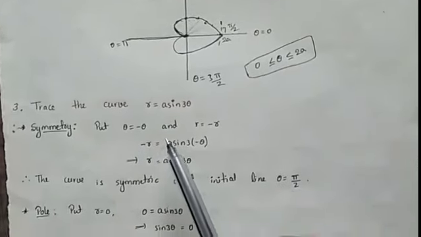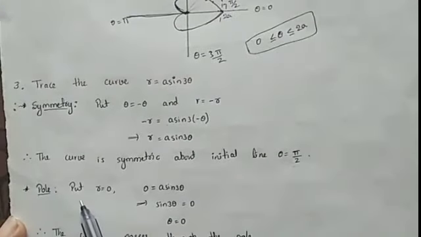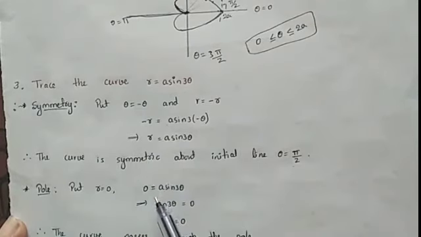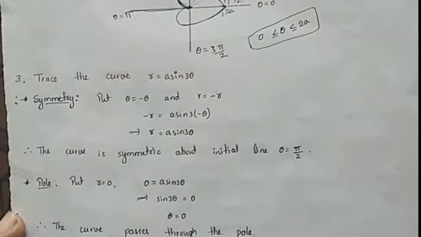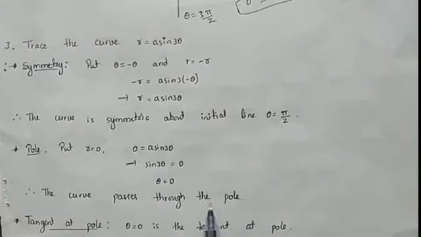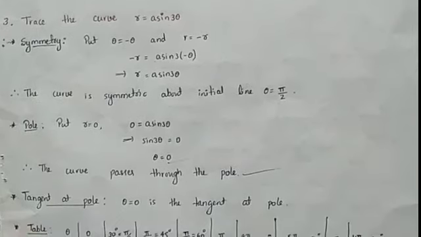Okay, the next point is the pole. Put r is equal to 0. We get 0 is equal to a sin 3 theta. So sin 3 theta is equal to 0. We get the theta value is equal to 0. Therefore the curve passes through the pole. The theta exists. The curve passes through the pole. The next point is the tangents at the pole.